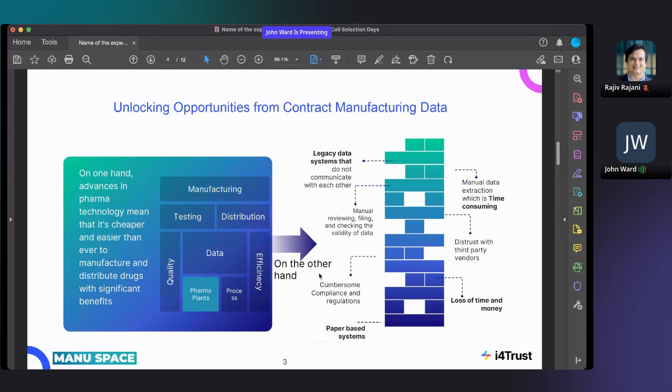But if we just peel away at the layers of this, we see a system that's built on, I guess, older foundations. We have legacy data systems that don't communicate with each other. You have manual data extraction, which can be time consuming, the filing of data, checking the validity of the data. There's distrust with third-party vendors. There's cumbersome compliance and regulations. And all of this results in lost time and lost money.